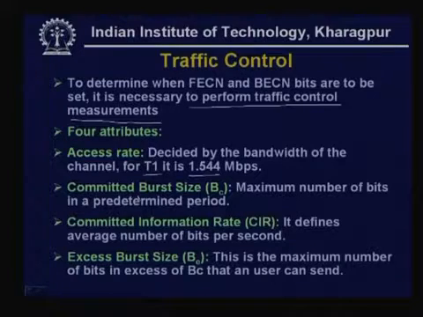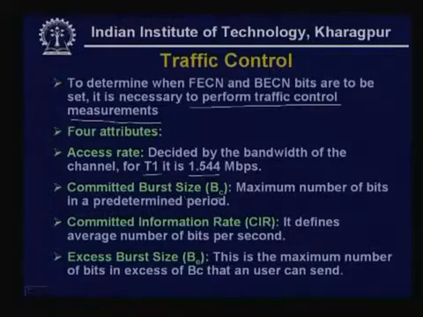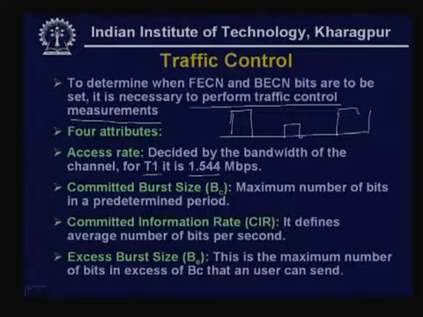Second parameter is committed burst size, BC, the maximum number of bits in a predetermined period. It does not say that you have to send at this rate. It may be necessary, for example, in 5 millisecond or maybe 5 second, how many bytes can be introduced by a particular source node. That is specified by this committed burst size. Within this duration, it can be introduced in the form of bytes, in the form of bursts. And as long as the total size does not exceed this committed burst size, it is guaranteed that the packets will be delivered without error.